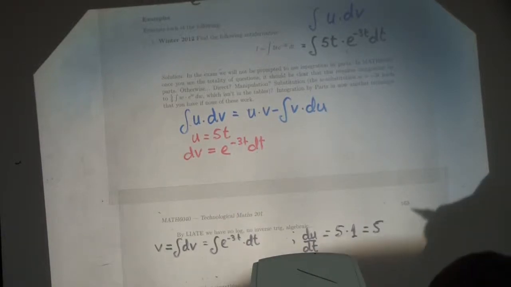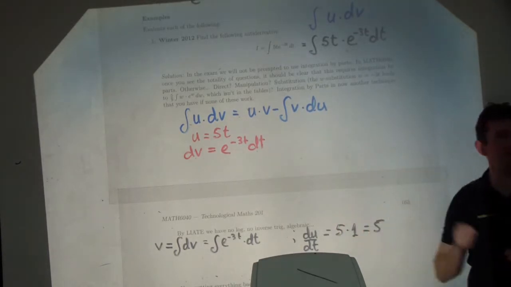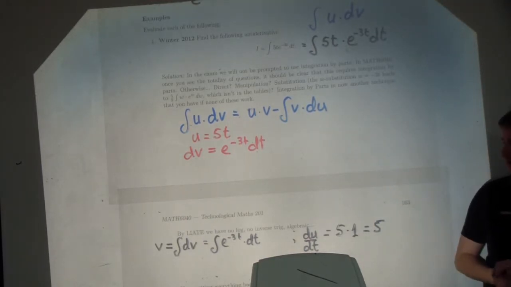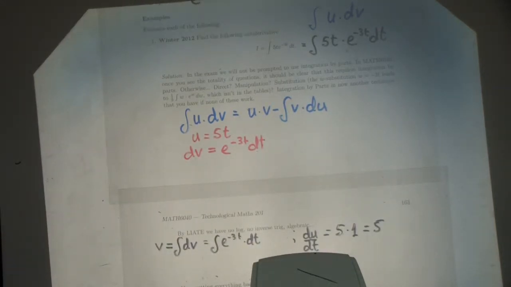So I have du/dt is equal to 5. When we come back after the break, we're going to find v, and we're going to have du, and we're going to apply this formula. We're going to end up with something here that is in the tables. Okay, so we'll come back around 25 minutes.